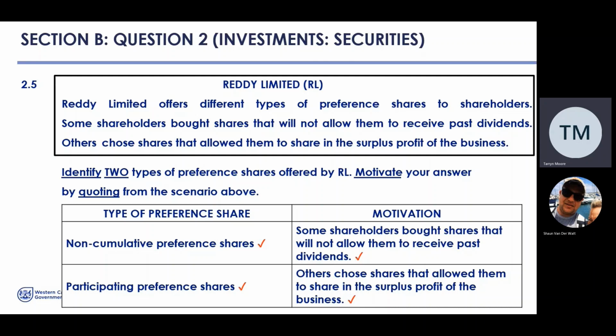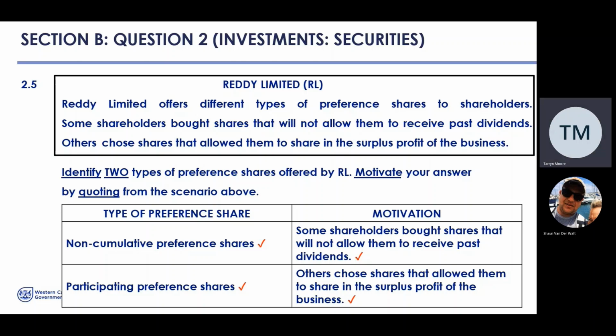Again, grade 12s, look at the motivation. The second sentence is completely written down. We haven't paraphrased. Now look at the second sentence. Others choose shares that allow them to share in the surplus profit of the business.